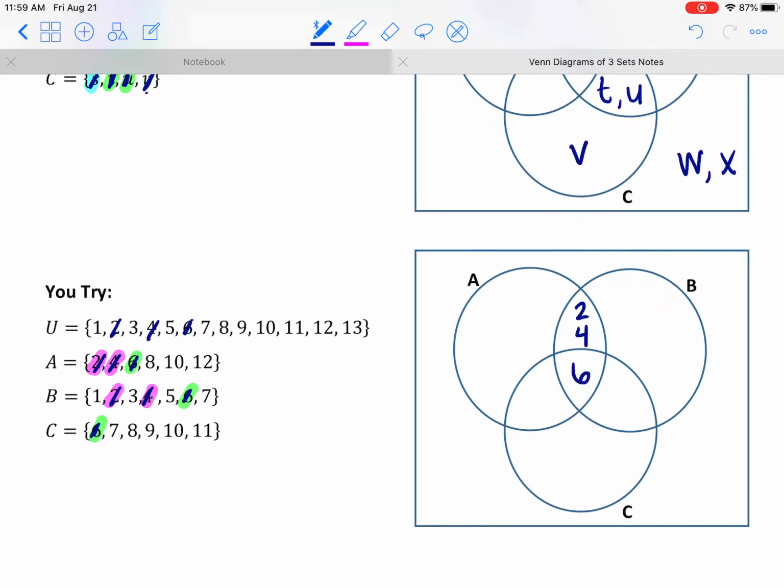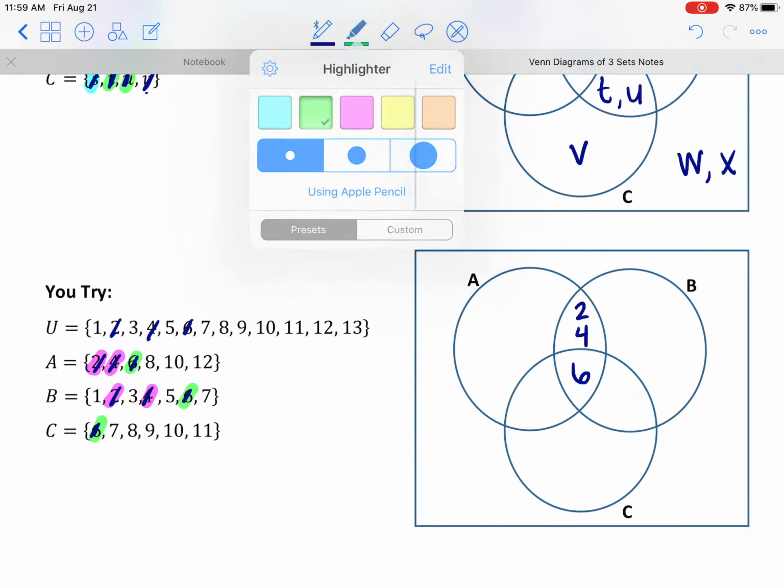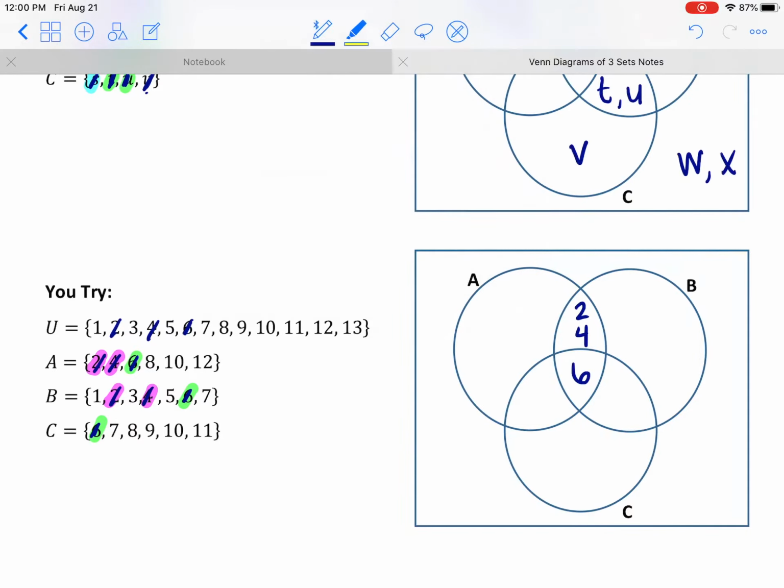Now let's look at B and C. So I already used green. B and C share 7, and that is all. So B and C share 7. Let's put that in. And now let's cross 7 off of all of our lists.